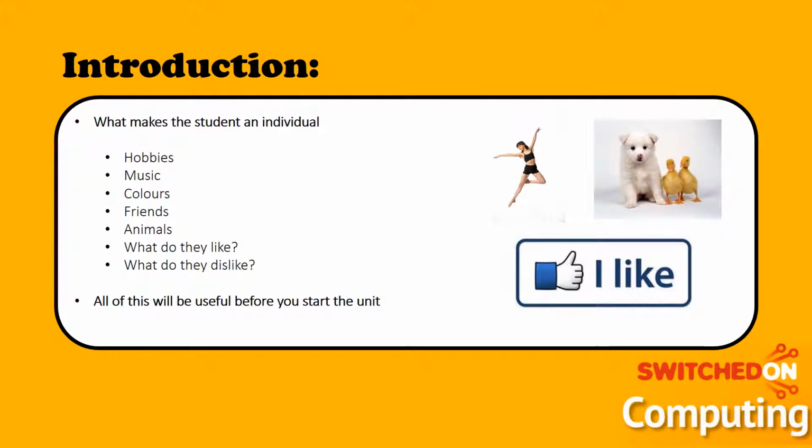At the start of the unit, you might find it useful to find out what the students are interested in. For example, what are their hobbies? Do they like animals? What do they like? What do they dislike? If you've got an idea of all of this before you start, you might be able to get a lot more out of your students in a lot quicker time.